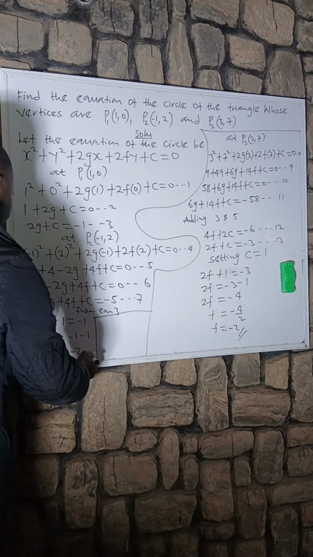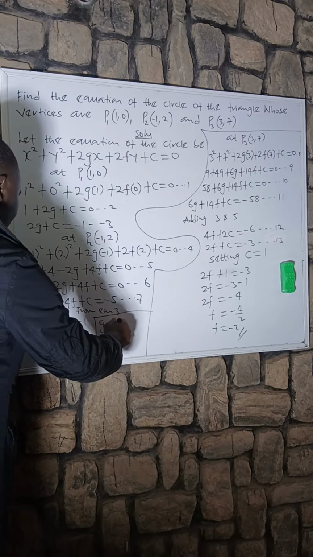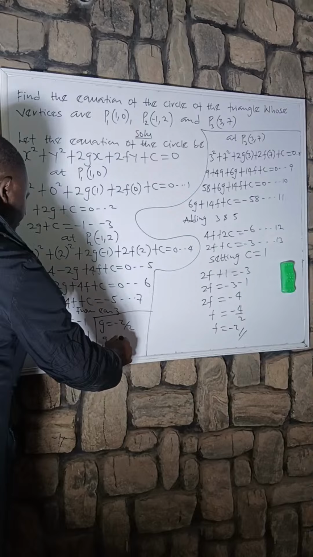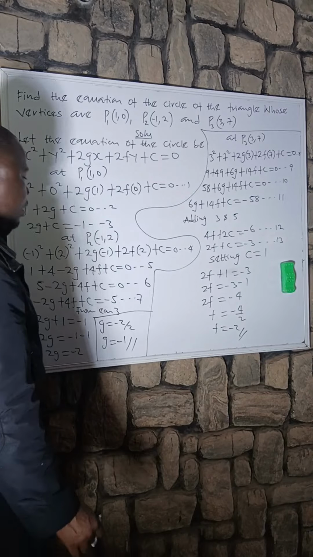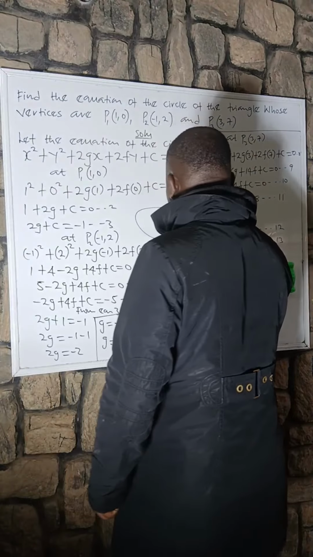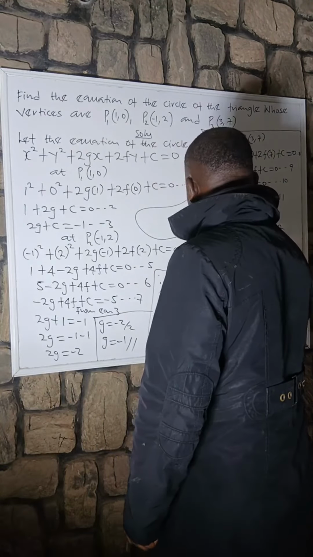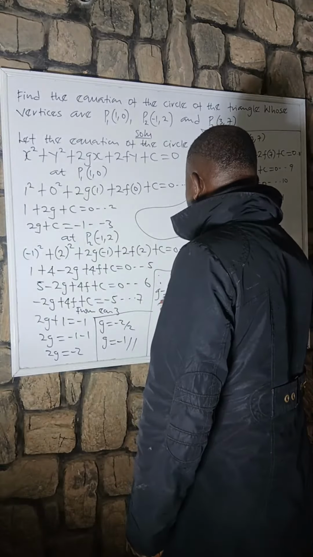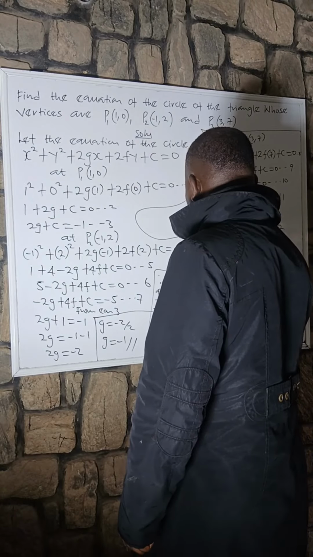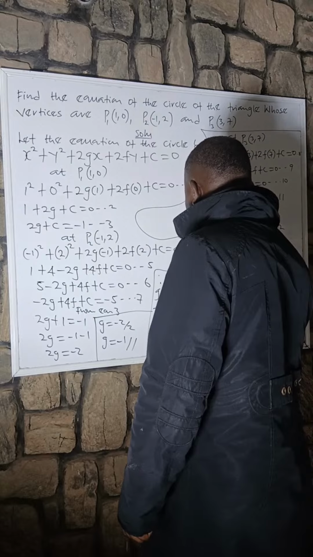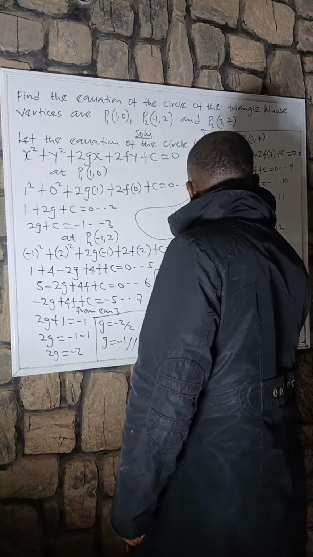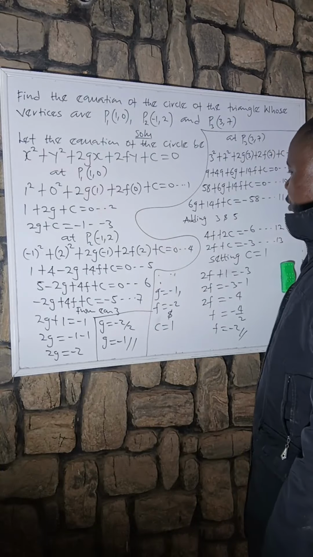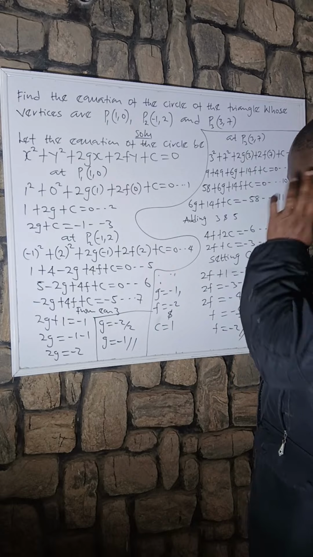Then this means that our g is equals to minus 2 all over 2. Then g is equals to what? Minus 1. So it means therefore, g equals to minus 1, f equals to minus 2, and c equals to 1.